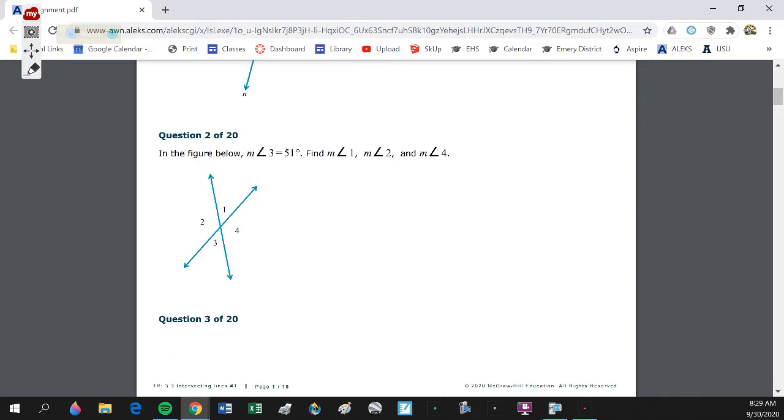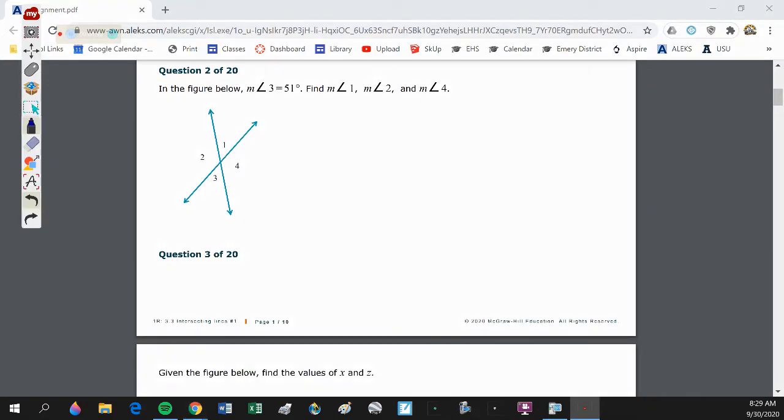Okay. Number 2. We know that the measure of angle 3 is 51. Find all of the other angles. Good. So if I wanted to find angle 2, I know that 3 and 2 are a linear pair, which means they add up to 180. So 180 minus 51 is going to be 129. So angle 2 is 129. A full circle is 360. Okay. What else should I do here?